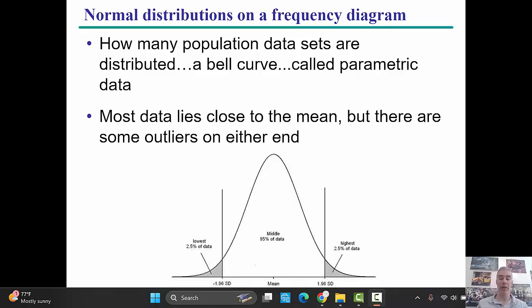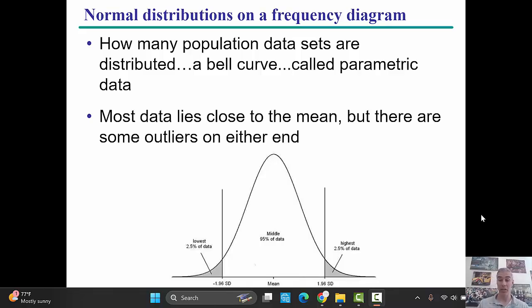Think of things like height, right? Most people, for males, are right around 5'10". That's most people in the population. How many people do you see that are 6'5", 6'6"? Much more rare, right? How many people do you see that are 5 foot that are males? Much more rare, right? They're extremes on either side. So that would be an example of a normal distribution.